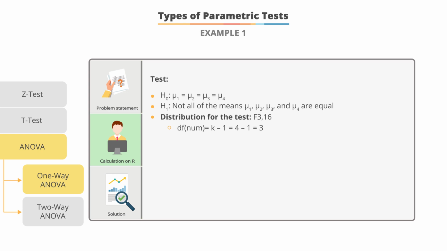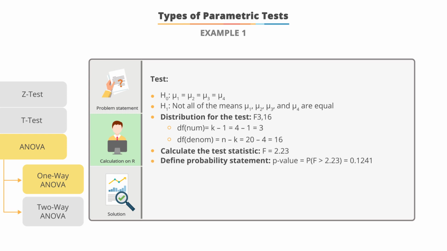Now, we also have to calculate the degrees of freedom. So for our numerator, the degrees of freedom is the number of groups minus 1. There's 4 groups, minus 1 equals 3. The denominator says it's n minus k. So n is the sample size, 20, minus 4 groups is 16. So our test statistic cutoff is an F value of 2.23. And so when we calculate the probability, we have 0.1241.